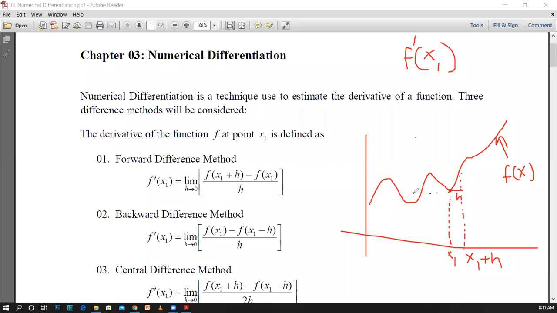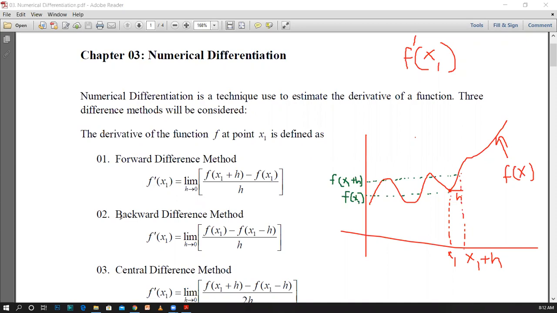Here we can identify these two points. If you consider the value of the function at this point, once you substitute x1, you get the value f(x1). Since this is the point x1 plus h on our graph f(x), we can get the value f(x1 plus h). Once you know the function f(x), you can easily obtain the values at the points x1 and x1 plus h. Then we take the difference in this way and divide it by h. Using the basic concept of the derivative, we can define the forward difference method in this way.